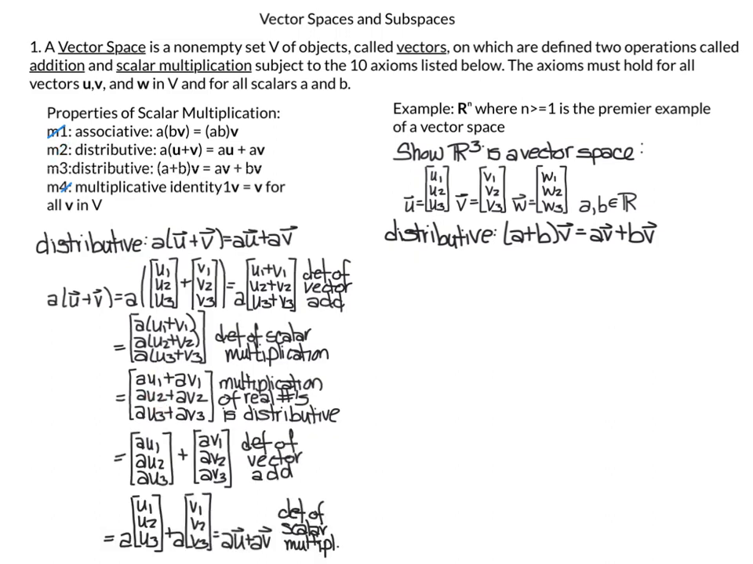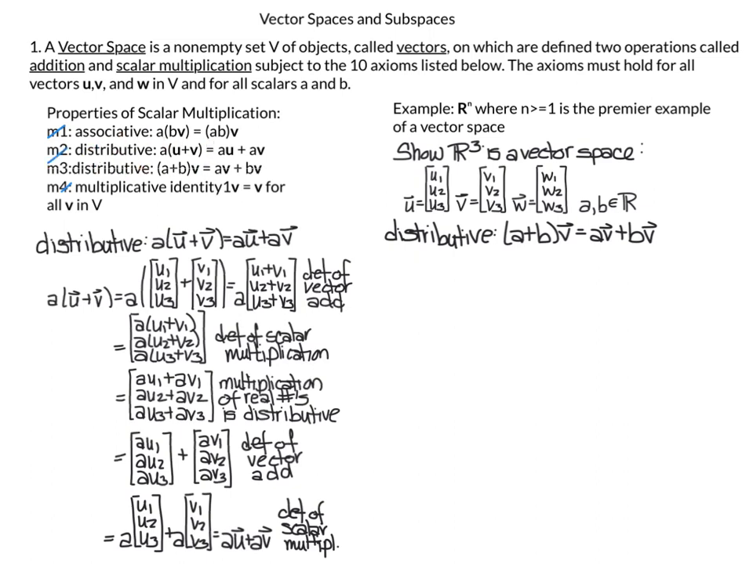And now, by using the definition of vector addition, we can separate out this vector from this vector here. So we have au1, au2, au3, plus av1, av2, av3. And now using the definition of scalar multiplication, we can pull out the scalars. So now we have au plus av. So we have shown that a times u plus v is equal to au plus av. This distributive property here is now done.